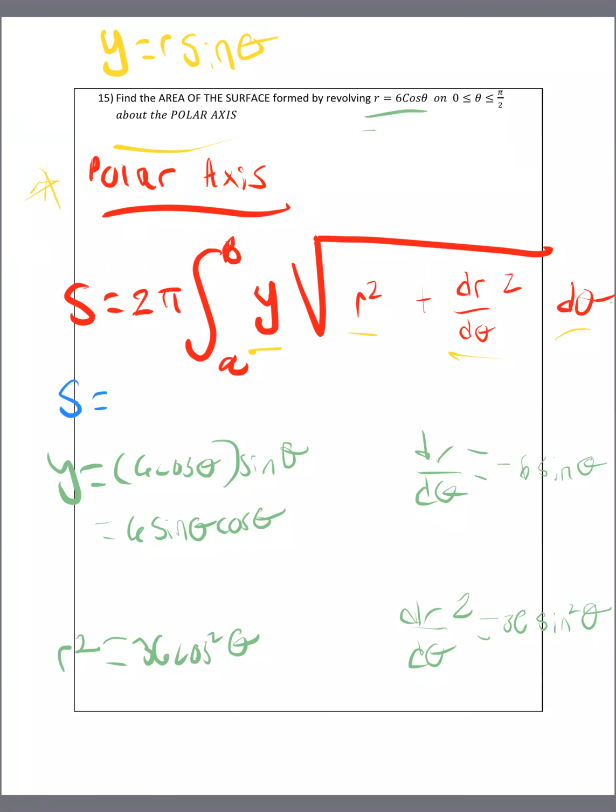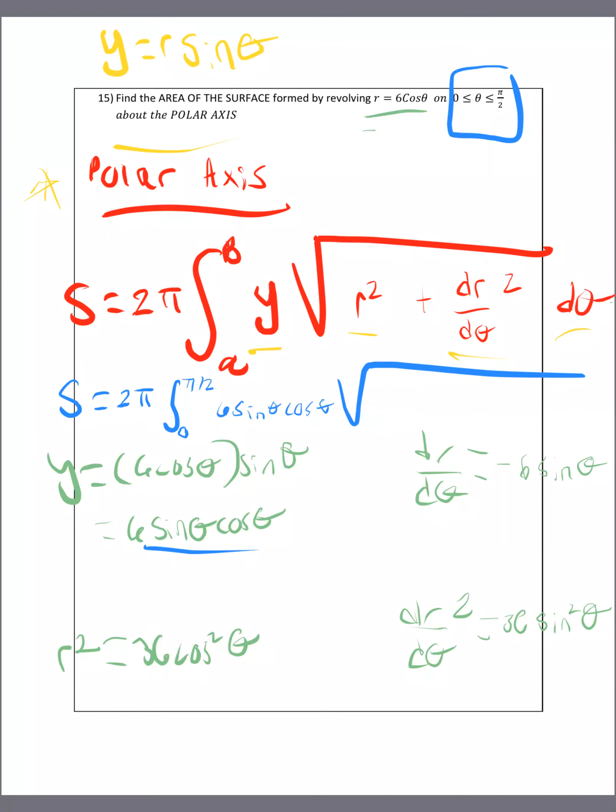S is equal to 2 pi. Just like the previous problem, for the bounds, you just plug in the numbers it gives you. So for this particular problem, it's from 0 to pi over 2. Y we just got is 6 sine of theta cosine of theta. And the rest of these numbers inside, we already figured out. So it's 36 cosine squared of theta plus 36 sine squared of theta d theta.